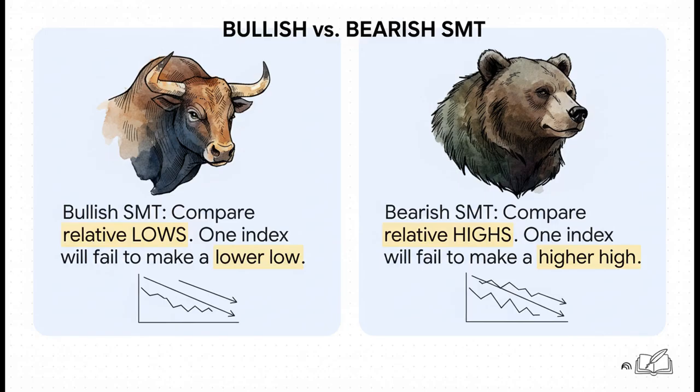We're looking for one of them to fail to make a lower low while the others do. This is a huge sign of accumulation. For a bearish S&P, you just flip it. You compare the highs, and you're looking for one index that can't quite make a new higher high.